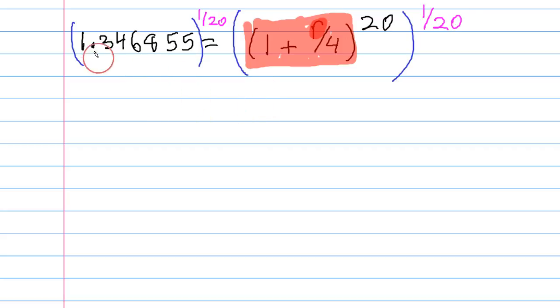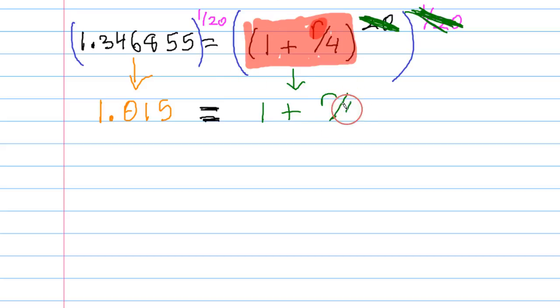So now, if I take this number 1.346855 and raise it to the 1 over 20 power, I get that that is 1.015. So notice the decimal is actually going to get shorter here. So this gave me 1.015, the entire left-hand side. So this just turns into that. Then we get equals, and now the reason we did this was so that we can get rid of the exponents. So as a reminder, this 20 is just going to cross out with this 1 over 20 right here. So now we're going to be left with 1 plus r over 4.